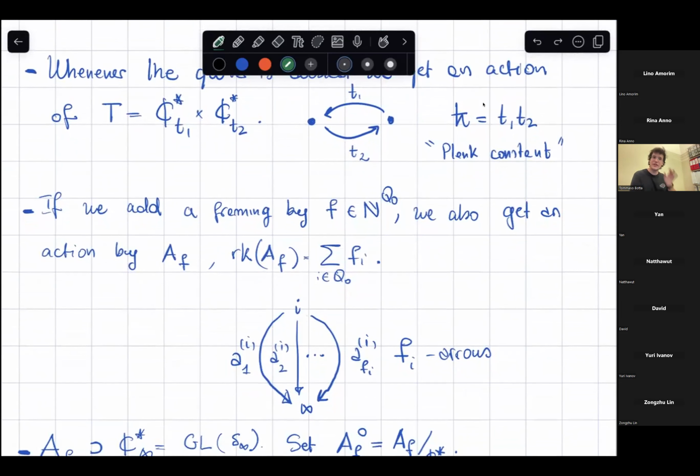So in principle, we can choose a larger torus. What I actually want is that whatever torus I choose, there is a subtorus which acts like the T I describe in this slide. So all the arrows of, let's say, the undoubled quiver are rescaled by T1, and all the arrows coming from doubling are rescaled by T2.